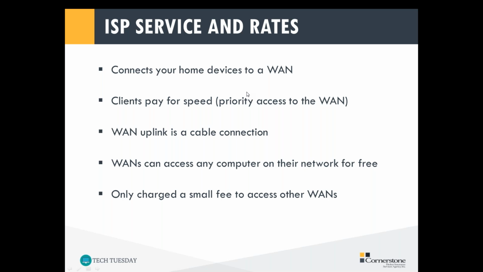But they also can access any computer that is on their network for free. So when you sign up for a carrier like Sprint, or well, not Sprint, but Spectrum, then they're able to access any data that's available on the World Wide Web for free. They are only charged a small fee to access content that is stored on other wide area networks. So if you had a Spectrum connection and you were trying to access a web page that was hosted by Cincinnati Bell, Spectrum would pay Cincinnati Bell a small fee to access that content. And you don't see that at all because of how small it is.